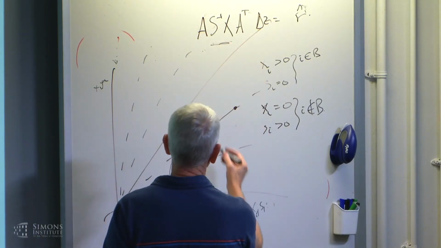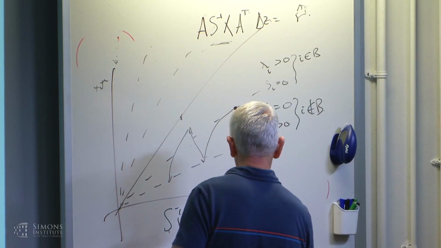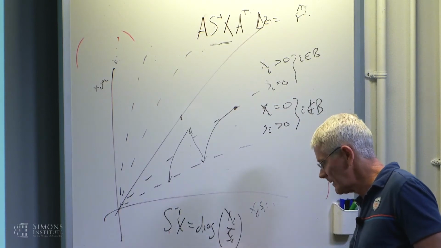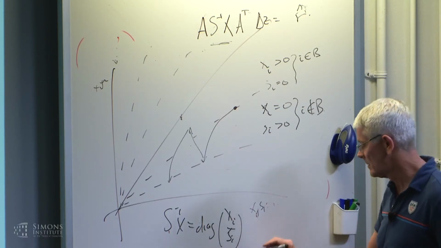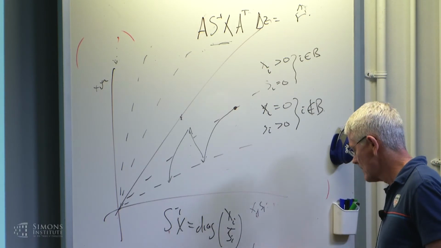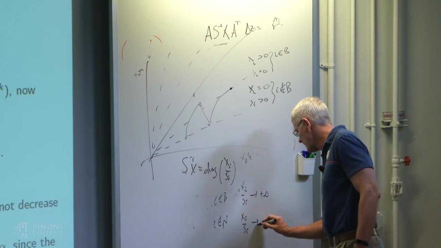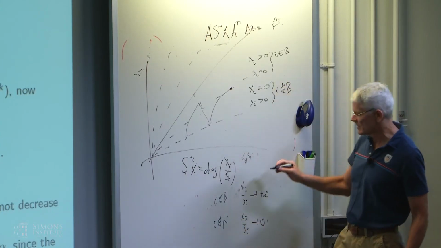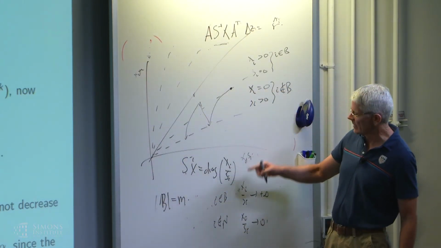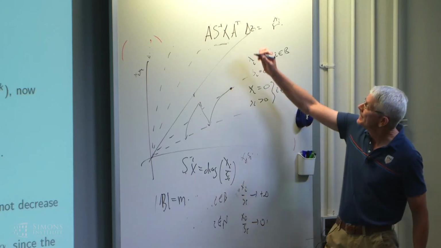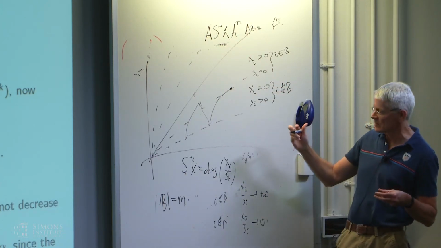So you want to keep track of what's happening to this matrix. This matrix S inverse X is the diagonal of xi over si. For the ones belonging to the basis, these elements are going to be approaching plus infinity, and for the ones not in the basis, it's going to be approaching 0. So if you've got non-degeneracy, if the number of non-zeros in the basis is equal to m, then you've got m of these blowing up and the others going to 0. So in the limit, you kind of get a weighted version of A transpose A.